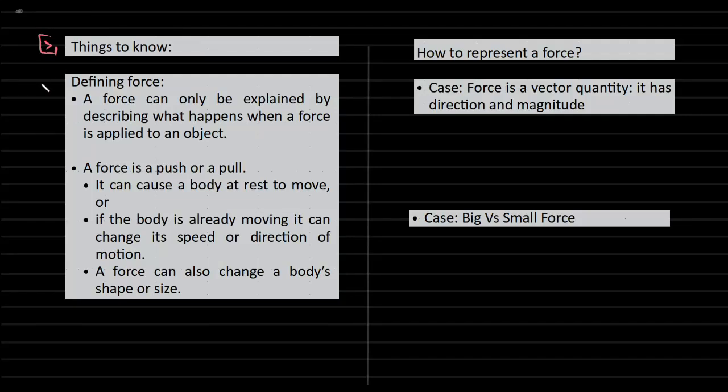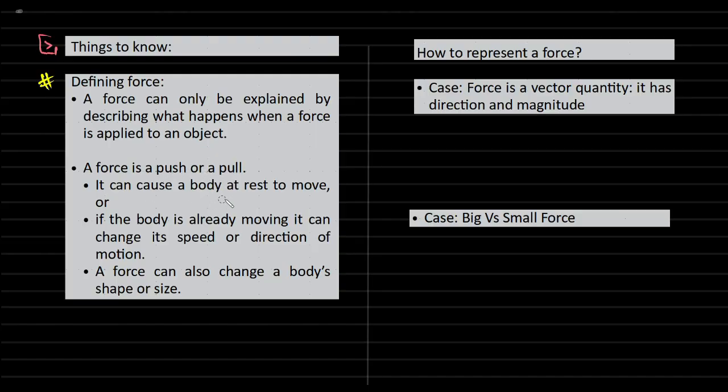List of things that we need to know. First is, let's define forces. A force can only be expressed by describing what happens when a force is applied to an object. That is, we don't have a direct definition of force; we see the effect of it and then talk about it. For example, we can express force as a push or a pull.